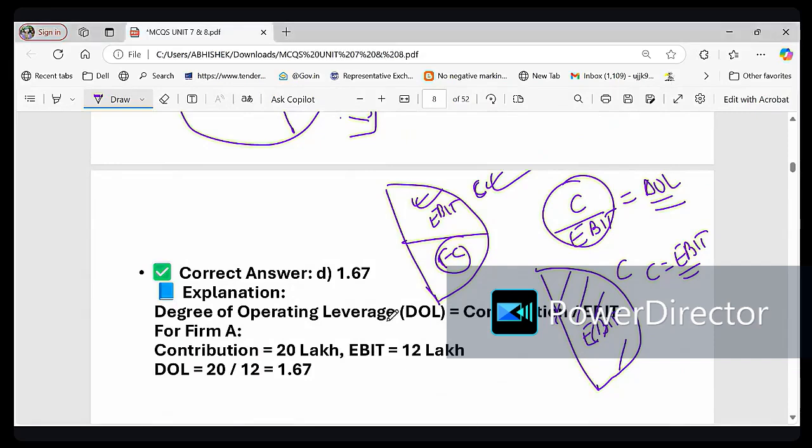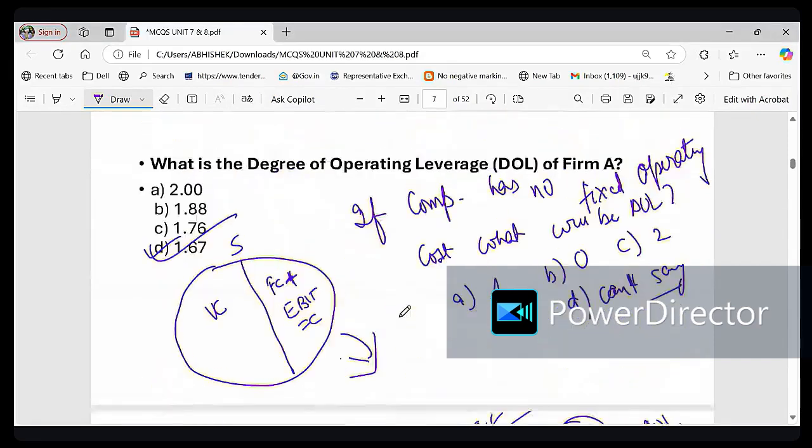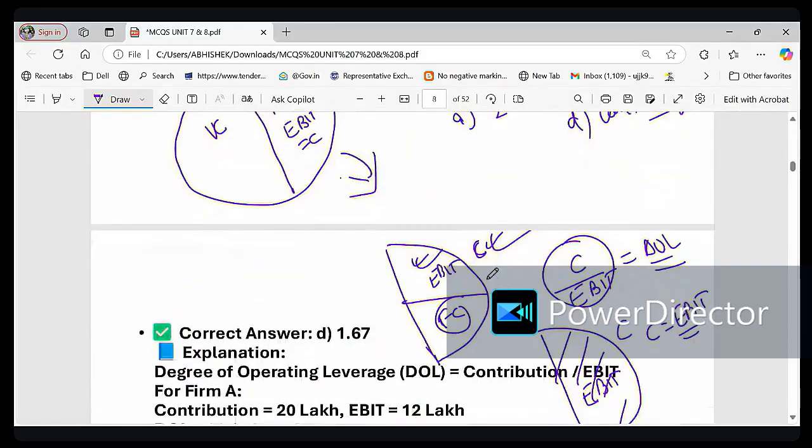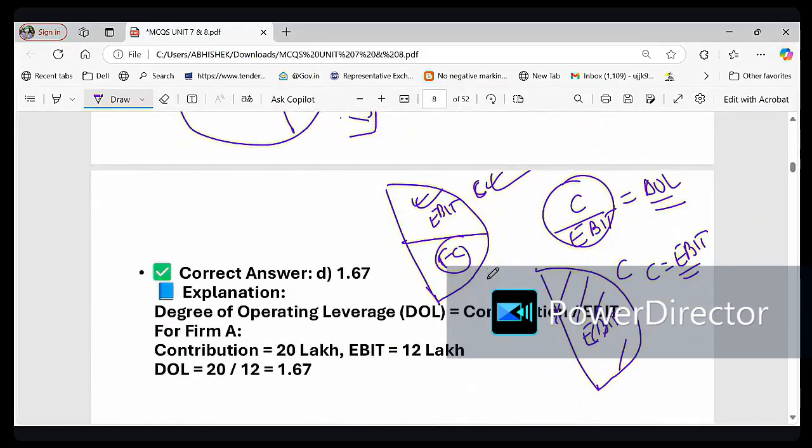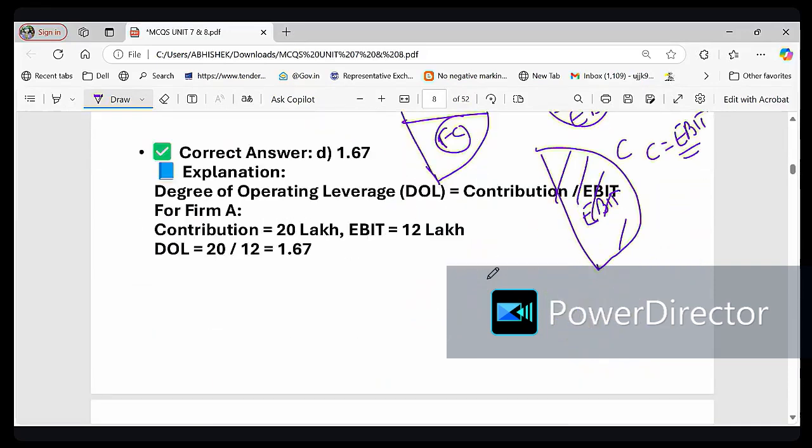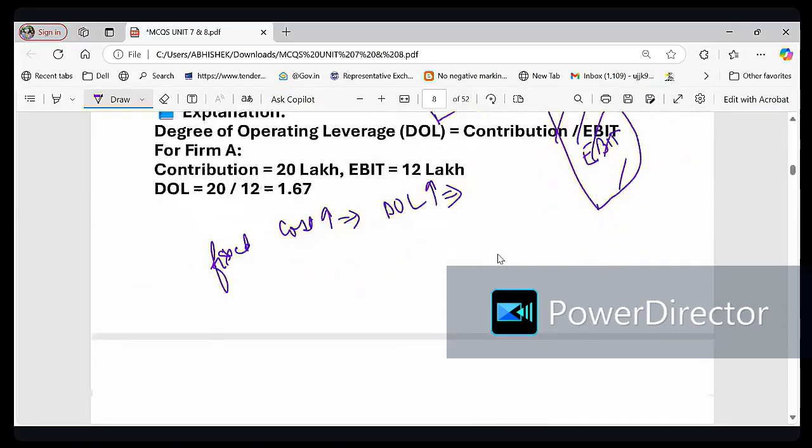This case study was exactly asked in the examination. Just now I've told you how to find the DOL; the answer to this question is 1. The DOL shows the impact of sales on the operating profit. If the fixed cost is more, it means DOL will be higher, and it will be more risk plus more reward.